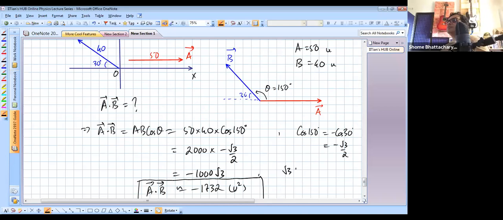I'm just using an approximate value of root 3. So this is also equally correct. Read the answer this way, there's nothing wrong. You don't have to go to this step.